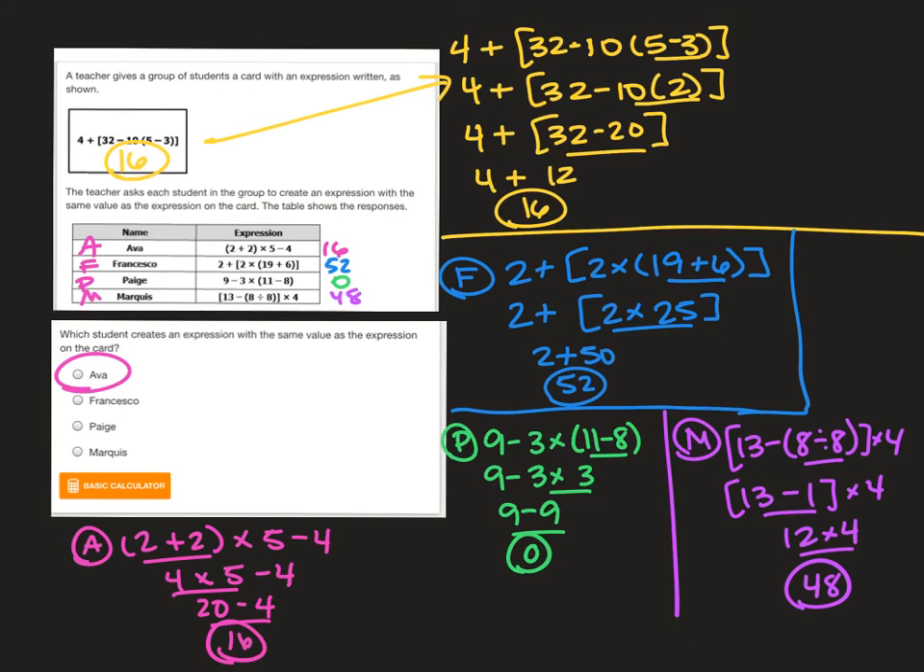Okay, I did something similar on this problem. It gave you a specific problem that ended up being a value of 16, and I wanted them to create a problem that matched that value. I've worked out each person's problem, and you can pause the video and see how I worked out each one of them. And you can tell that Ava was the one that ended up with the same value of 16. So that is why Ava is your answer on this one.